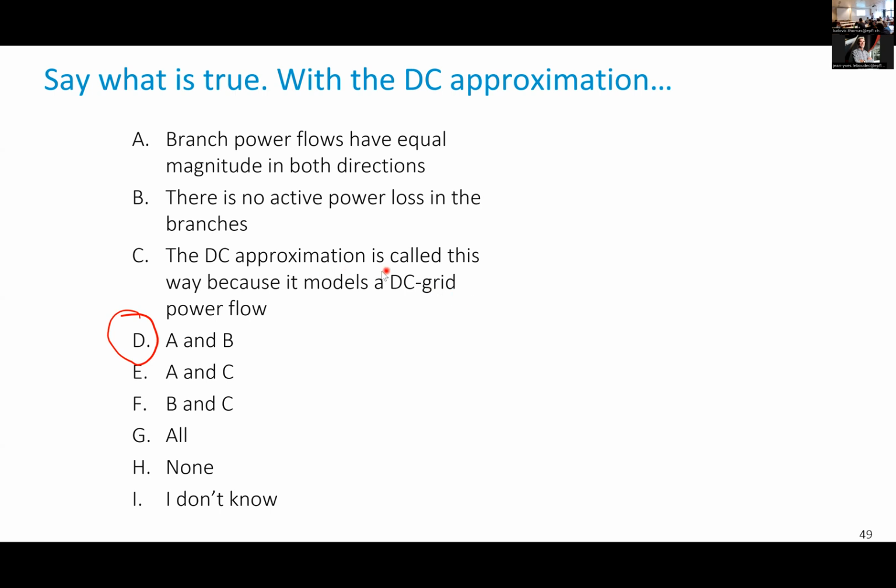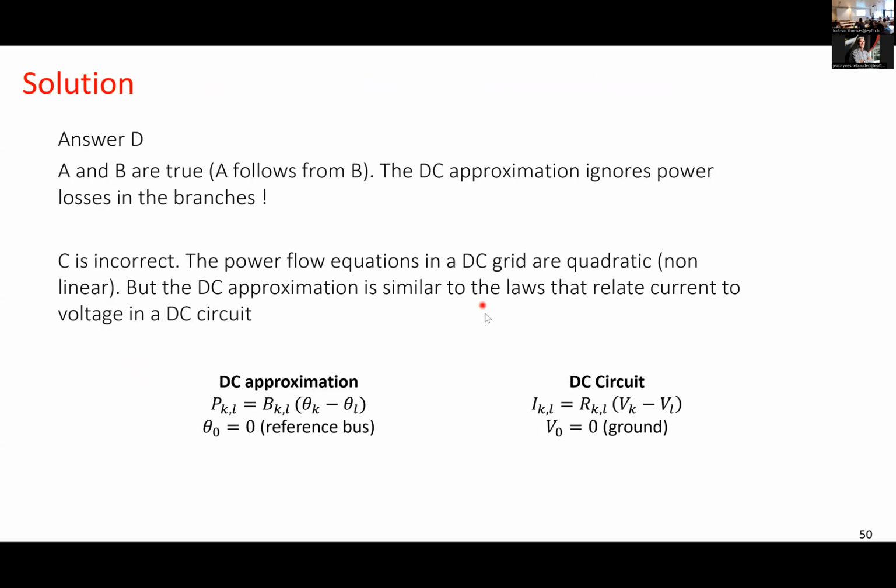It is called this way because it models a DC grid power flow. This is wrong. It models something else. There is an analogy to a DC circuit, but not for the power flows. The analogy is that we replace power by the current in a DC grid. So the current in a DC grid follows the same equations as the DC approximation for the powers in an AC grid, where the voltage, which in a DC circuit is a real number and has no angle, is replaced by the angle here.